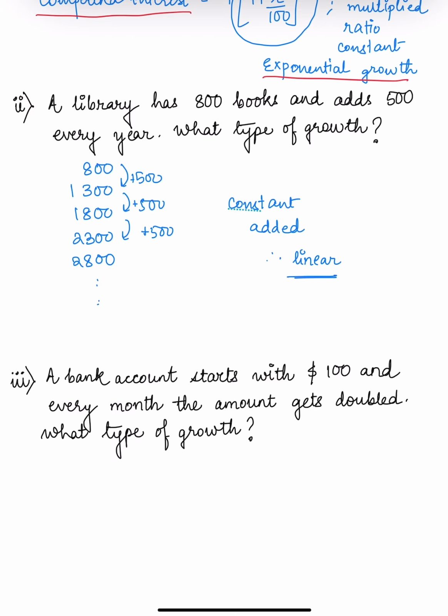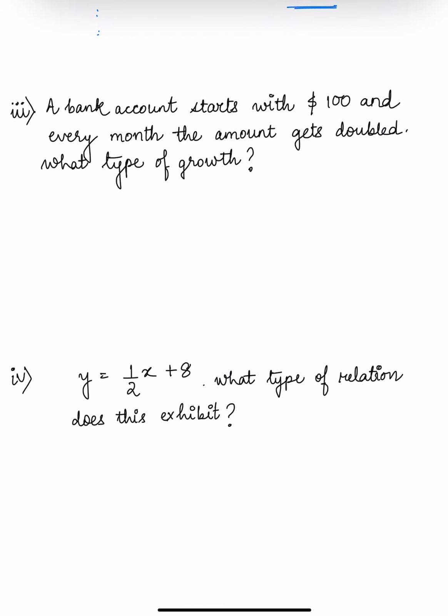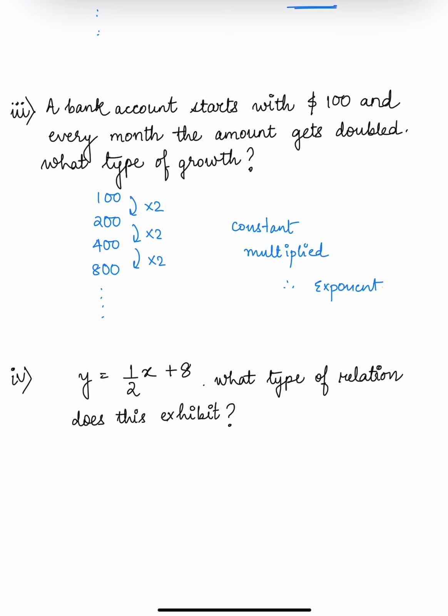Okay. The next is a bank account starts with $100 and every month the amount gets doubled. So what type of growth is it? We have 100, then it becomes 200, then 400, then 800, and so on. So it is getting multiplied by 2, right? So we have a constant that is multiplied. Therefore it is an example of exponential growth.